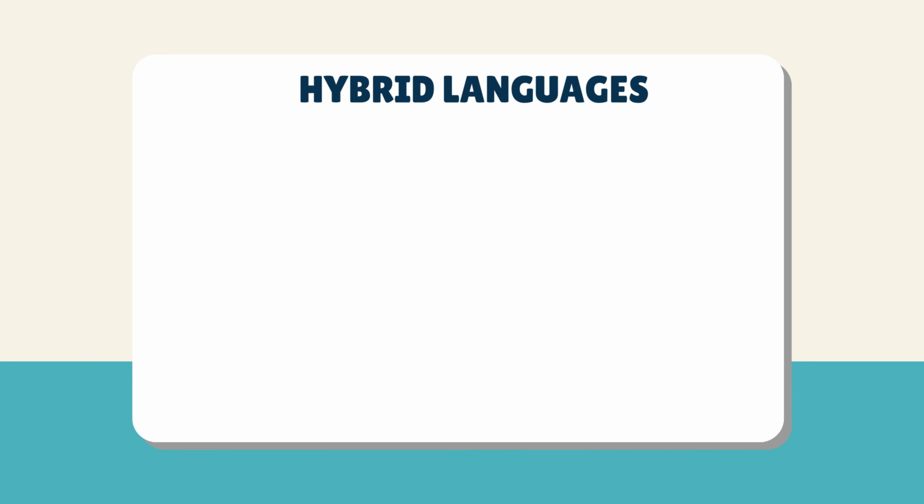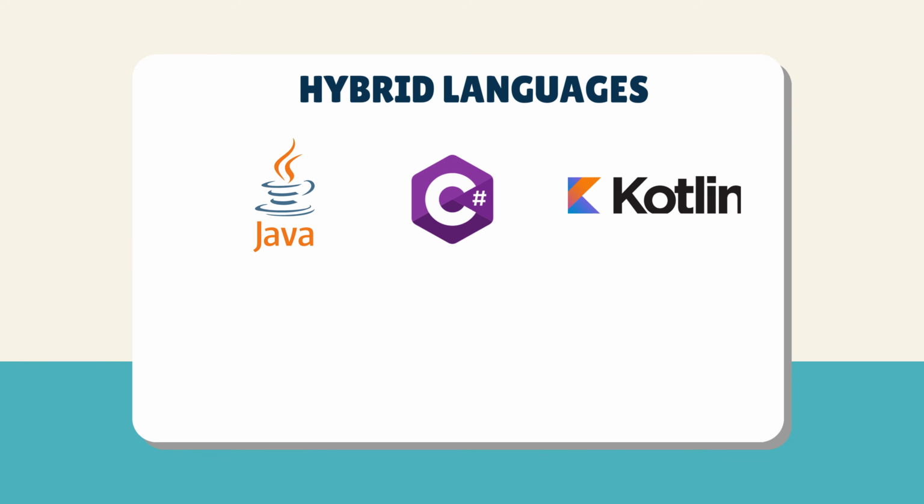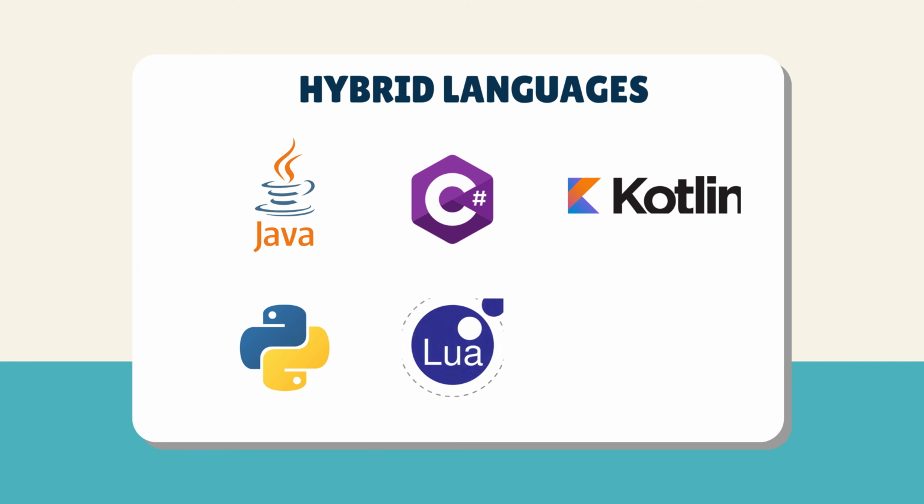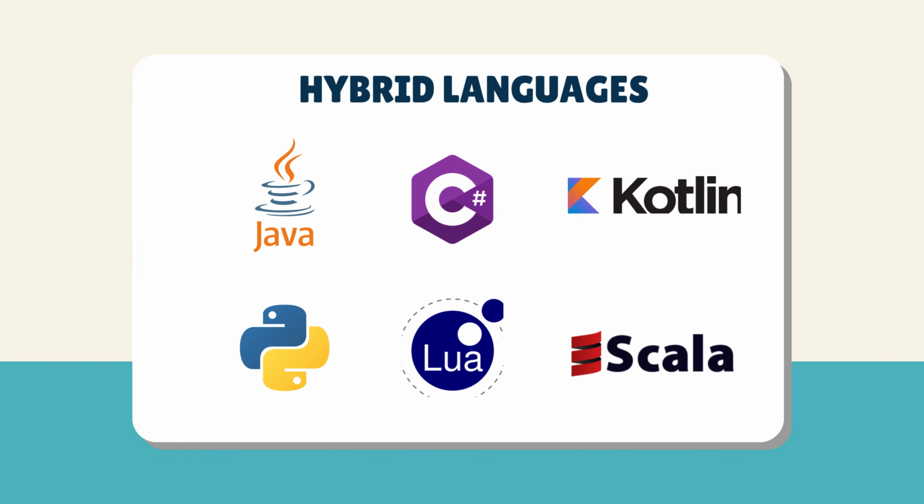Hybrid languages include Java, compiled to bytecode, run on the JVM with JIT. C# compiled to intermediate language, run on the .NET VM. Kotlin compiles to JVM bytecode, JavaScript, or native code. Python, interpreted by default, but implementations like PyPy support JIT. Lua, interpreted by default, with optional JIT for speed. Scala, compiles to Java bytecode, runs on the JVM, supports JIT.